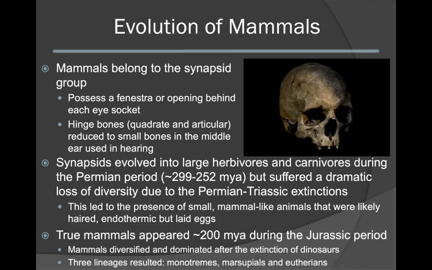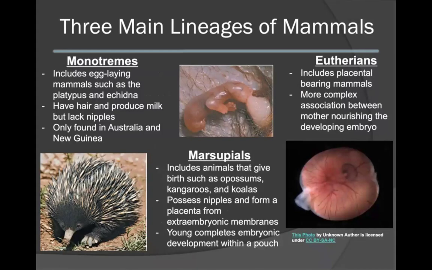Three lineages are now represented. These are called the monotremes, marsupials, and eutherians. The monotremes include the egg-laying mammals such as the platypus and echidna. These animals have hair and will produce milk, however they lack nipples.